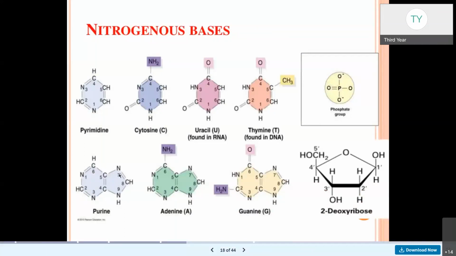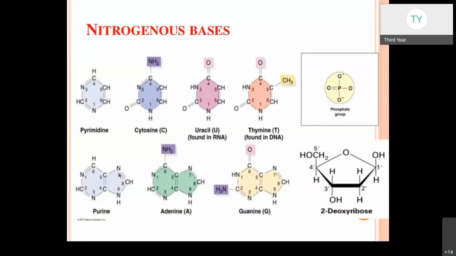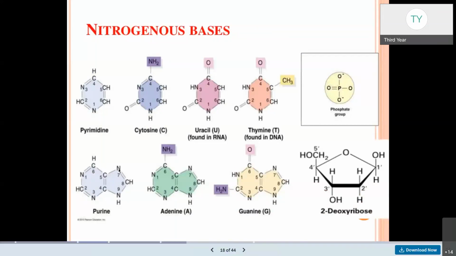Who is given number 7? The top-most nitrogen of the 5-member ring is given the number 7, then 8, then 9. Similarly, in adenine, at the 6 carbon atom, there is an amino group. In guanine, at the 6 carbon atom, there is a keto group, and an amino group.